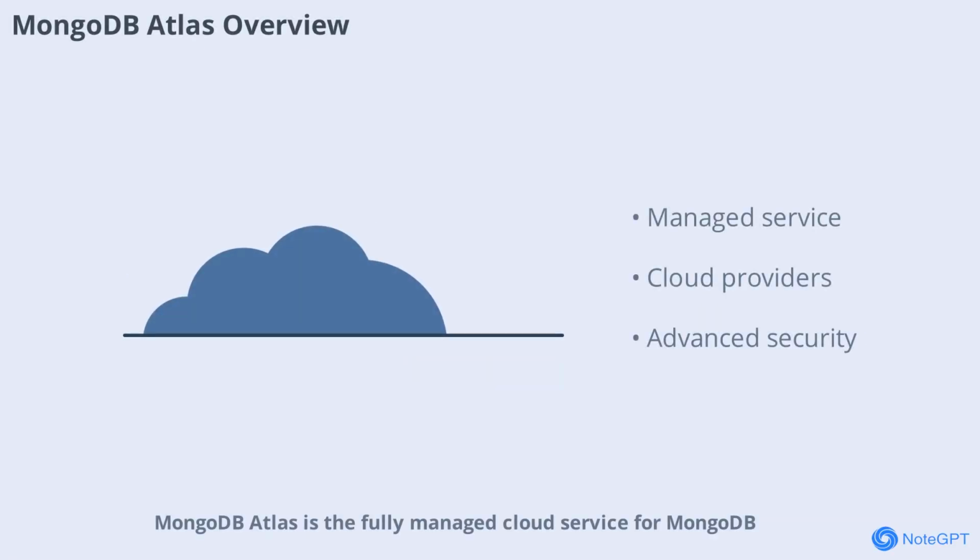MongoDB Atlas is the fully managed cloud service for MongoDB. It handles deployment, scaling, backups, and monitoring so you can focus on building your application. Atlas supports multiple cloud providers and offers advanced security and performance features, making it a great choice for production environments.